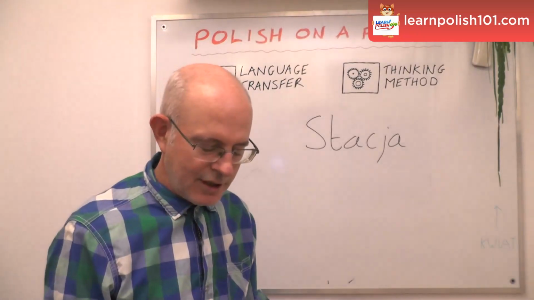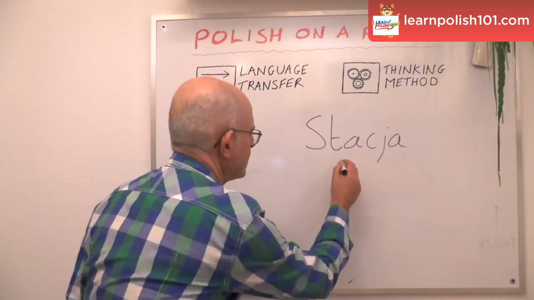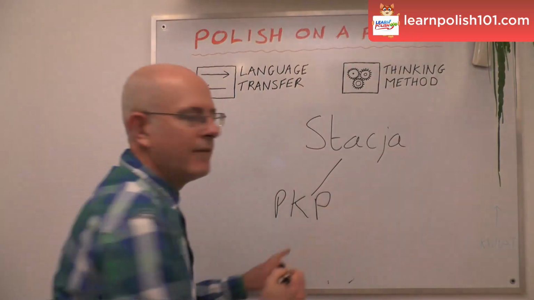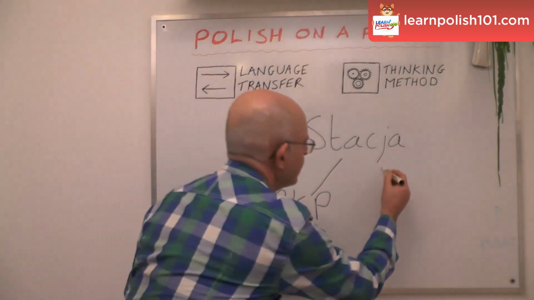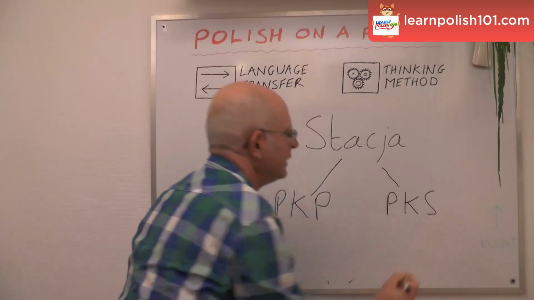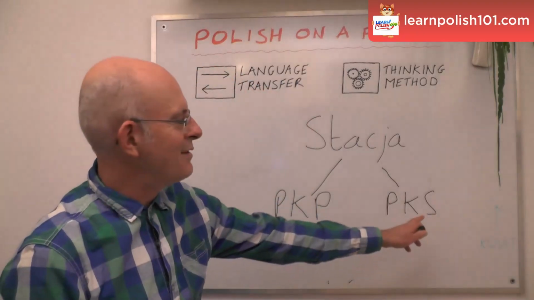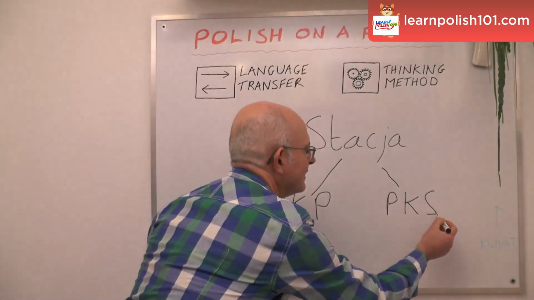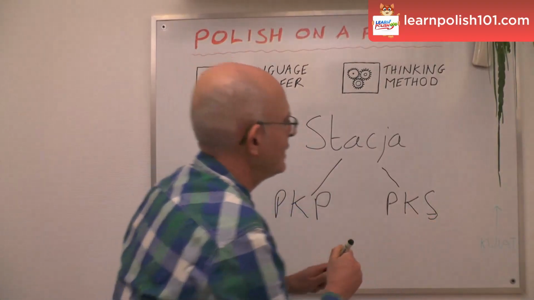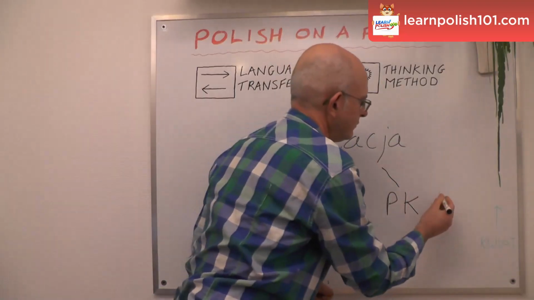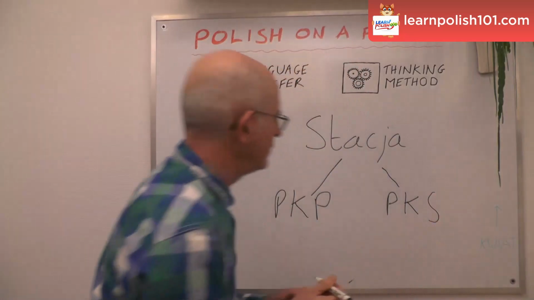Well, the stations are named after two different things. We've got the PKP, and the frustratingly close PKS. Okay, PKP and PKS. Let me just tidy that up. Very bad S. Right.